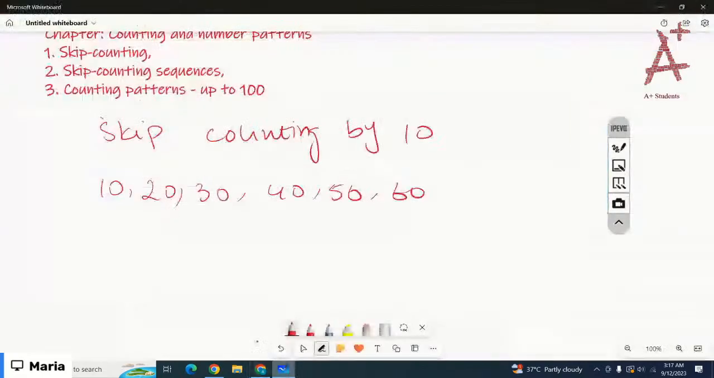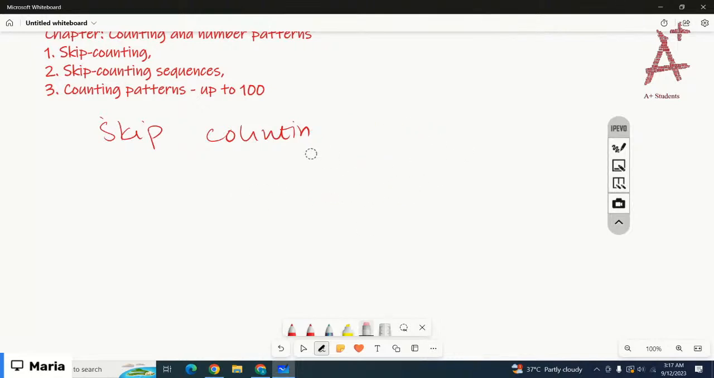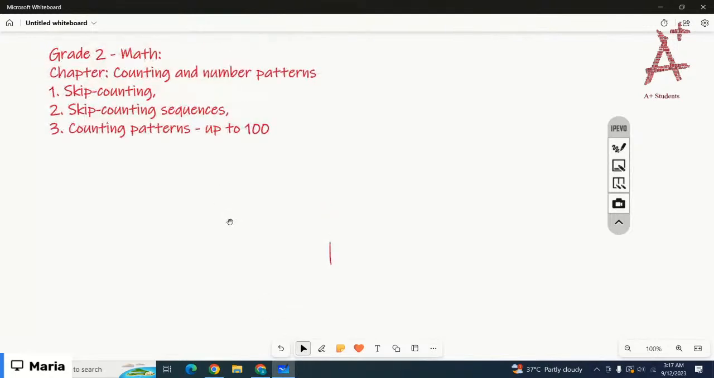Okay, the next lesson is skip counting sequences, right? Now we already know what skip counting is. Now we're going to learn how to work on skip counting sequences, right? If you are given the sequences, how do we work on them? Let's start with a small example.